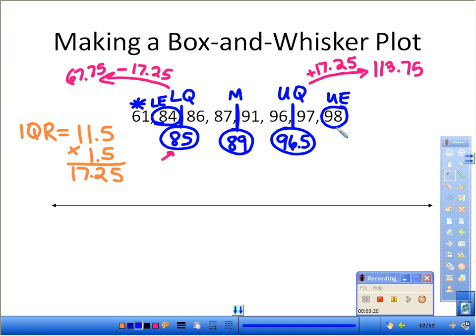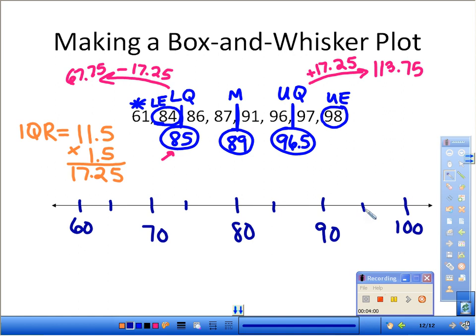As you can see, we have 5 dots, 5 circled numbers. That's what we need to make our box and whisker plot. So now we draw a number line, and we need to make sure our number line goes from our smallest number to our greatest number, from 61 to 98. I'm going to make mine go from 60 up to 100. I'm going to count by tens, but I am going to put a mark in between them that represents the 5s in between. The final step is drawing the box and whisker plot.